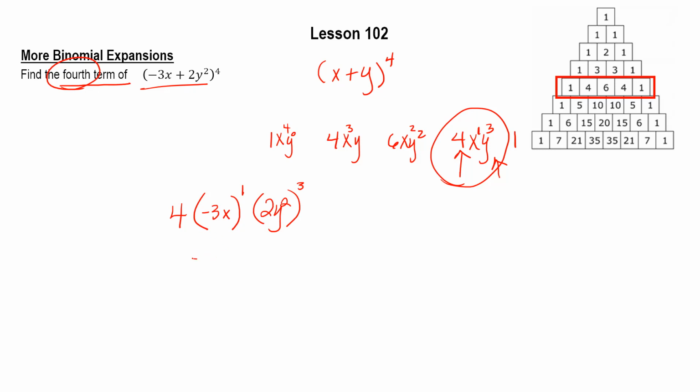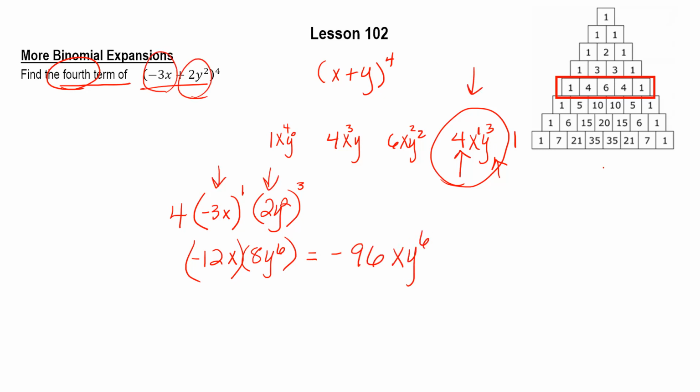And so this is going to be negative 12x times 2y squared cubed. So 2 cubed is 8, and y squared cubed is y to the 6th. So you're multiplying these two things together, and you're going to get negative 96xy to the 6th.